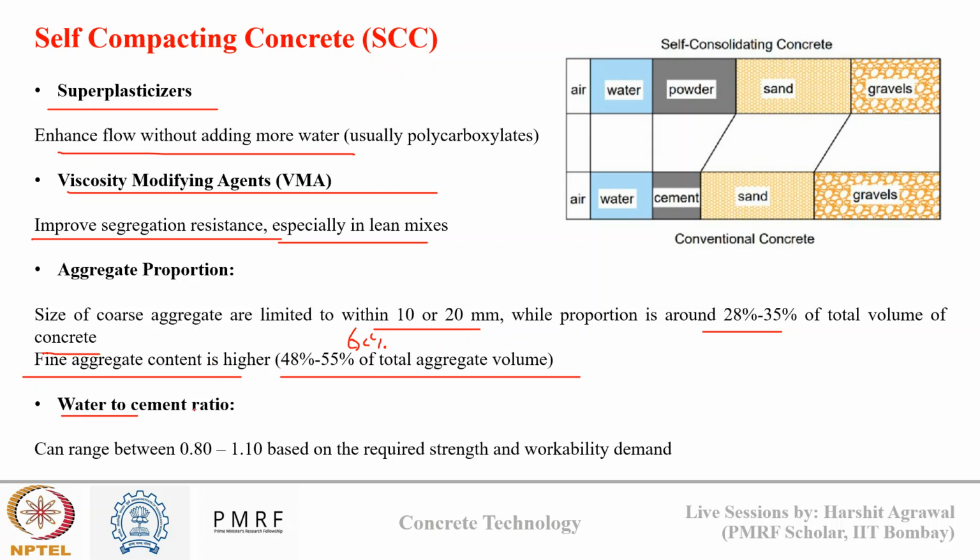Then water to cement ratio is also kept usually high, in the 0.8 to 1.1 range, based on required strength and workability demand.